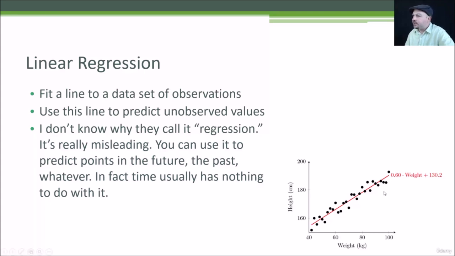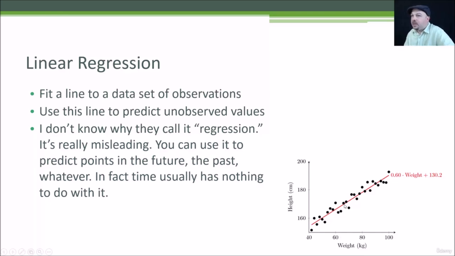So in this example, I might end up with a slope of 0.6 and a y-intercept of 130.2, and that defines a straight line that fits the data that I have best. And I can use that line to predict new values. So you can see that the weights that I observed only went up to people that weighed 100 kilograms. But what if I had someone who weighed 120 kilograms? Well, I could use that line to figure out where the height would be for someone with 120 kilograms based on all this previous data.